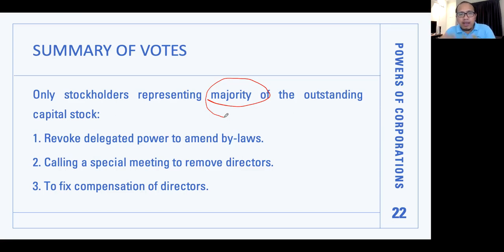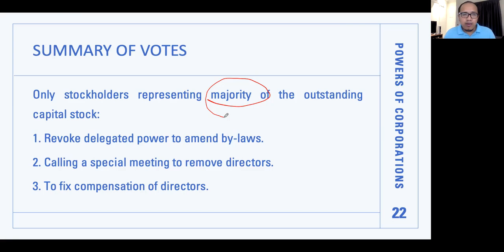So, yung pagbibigay, pagde-delegate, medyo mahirap siyang makuha kasi 2/3 vote ang kailangan mo para ma-delegate siya. Pero para mabawi mo, once delegated, mas madali yung pagbawi kasi majority vote lang ang kailangan para mabawi mo yung dinelegate mo na power sa board of directors to amend the bylaws. Not the articles of incorporation. The power to amend the articles of incorporation cannot be delegated to the board of directors. It will always require the vote of the outstanding capital of the stockholders.